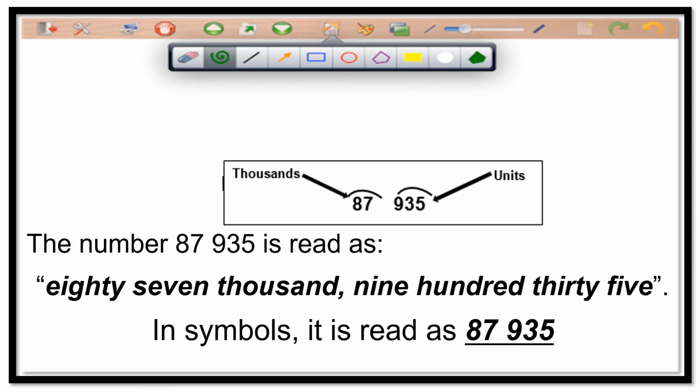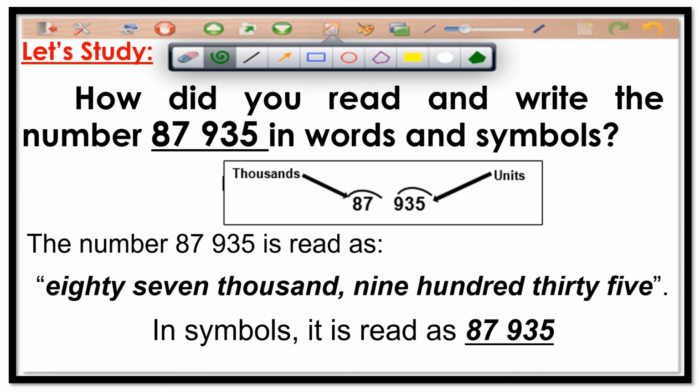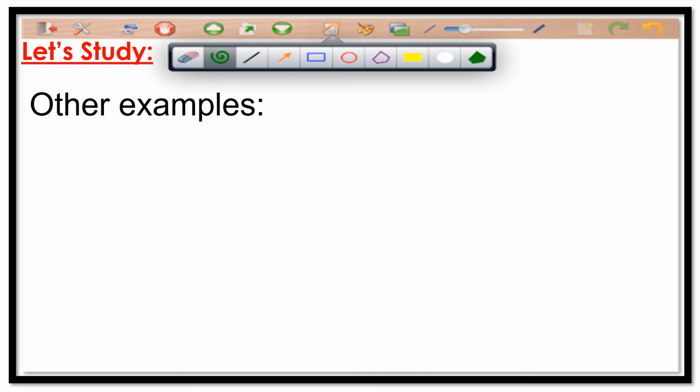So, let us study the given number. How do you read and write the number 87,935 in words and symbols? So, take note, si 87 ay nasa period na thousands and then 935 ay nasa units na period. So, the number 87,935 is read as, kung word name, 87,000, may kama, 935. So, yan ang word name. Kasi in words. Pag symbols naman, isusulat mo lang yung number or yung figures. 87,935.